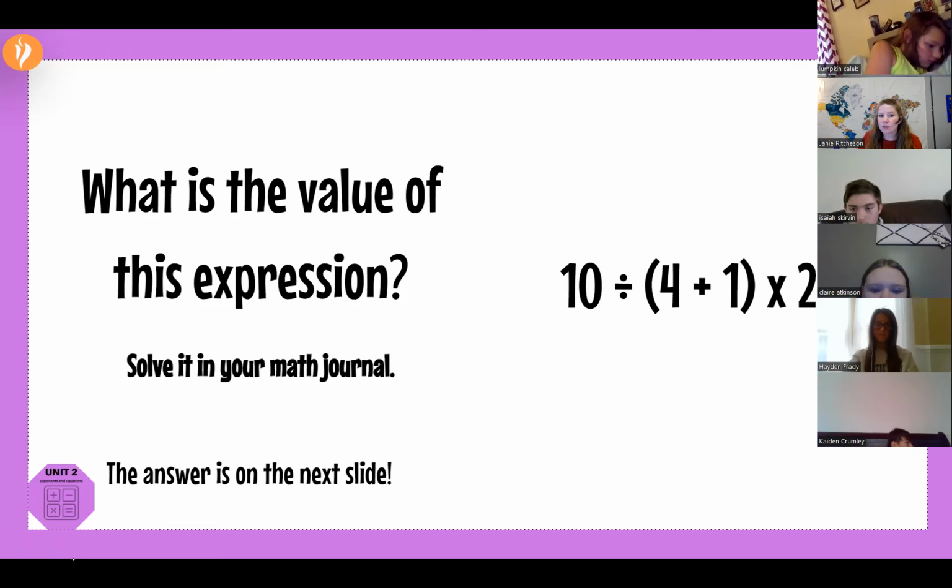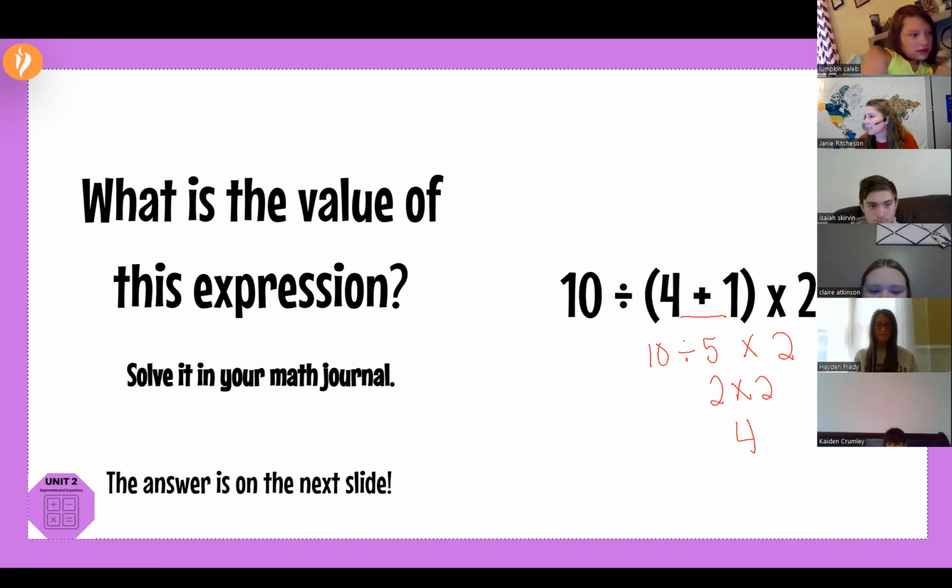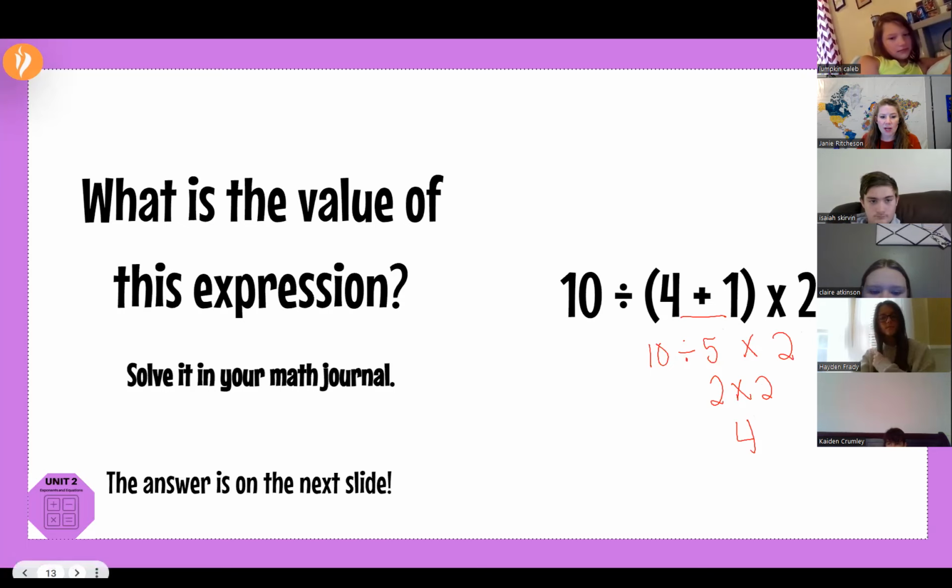All right, so what would we do first on this one? We do our parentheses, so 10 divided by 5. Then you would divide first to get 2, and then 2 times 2 is 4. Lots of 4s on the board. Good try, you guys. Good try.